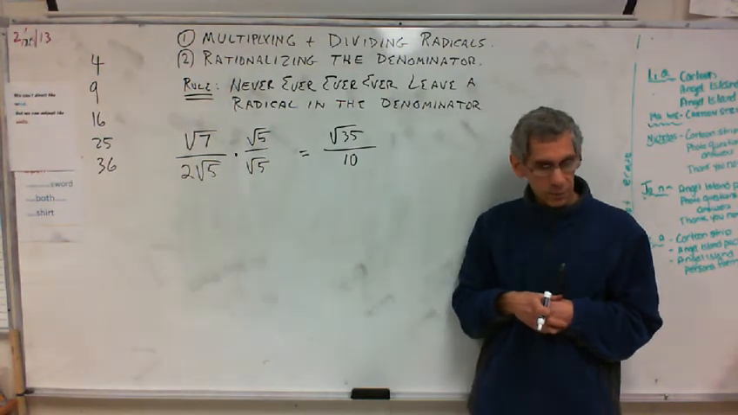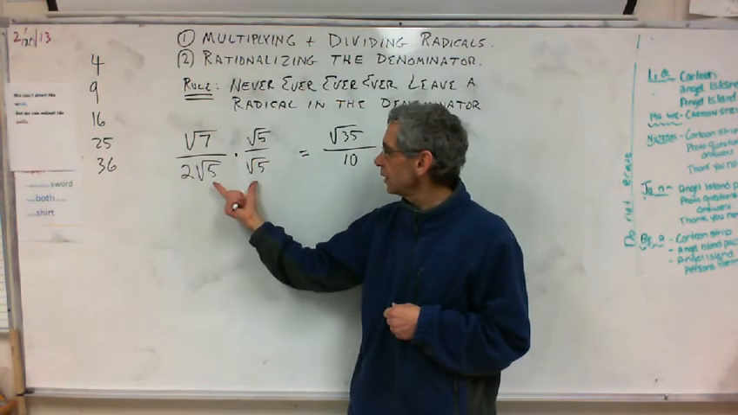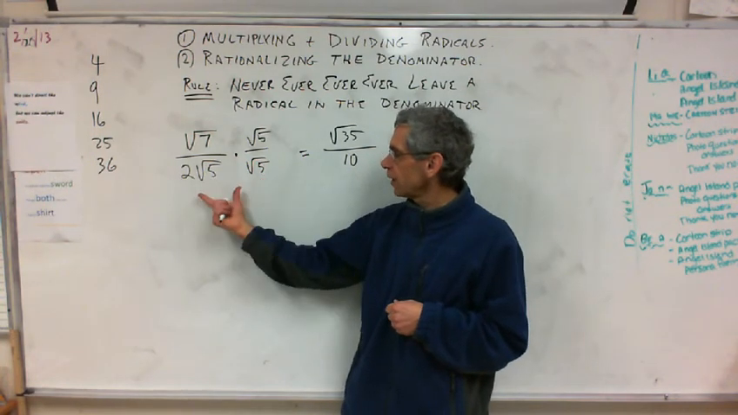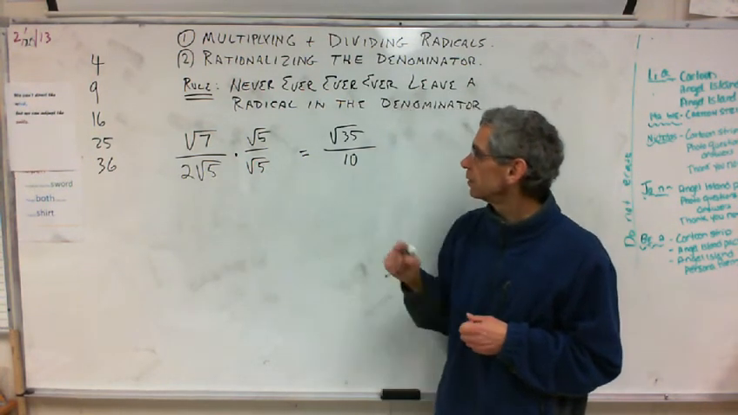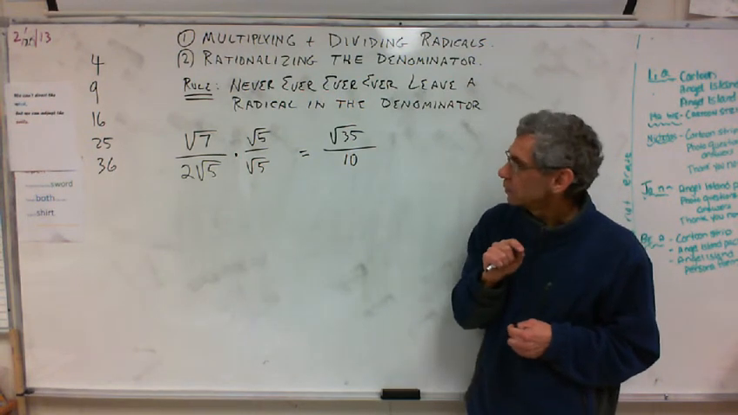Right? Does that make sense? We get that, how we did it? 2 times, these 2 equal 5. Square root of 5 times square root of 5 is 5. 2 times 5 is 10. Okay? Hooray! Right? Now give us the homework.